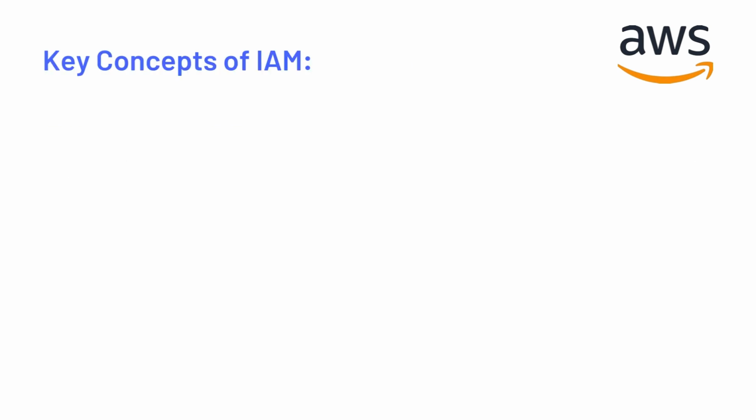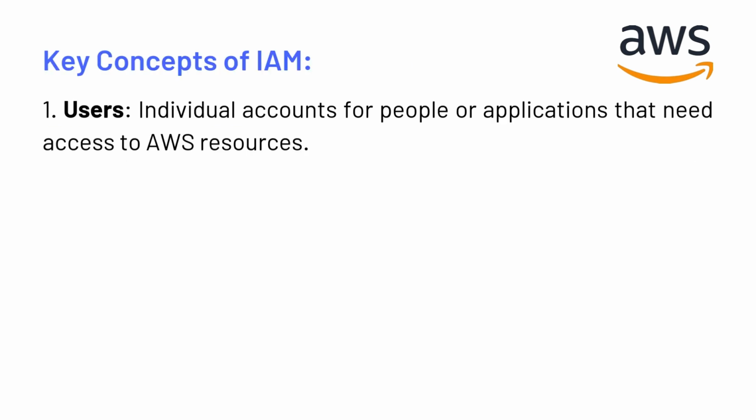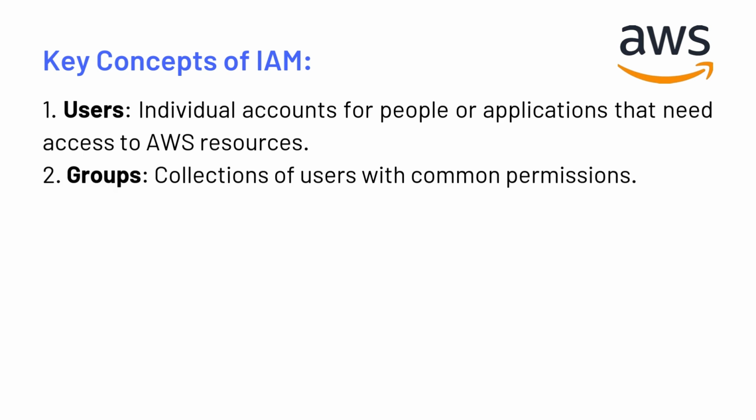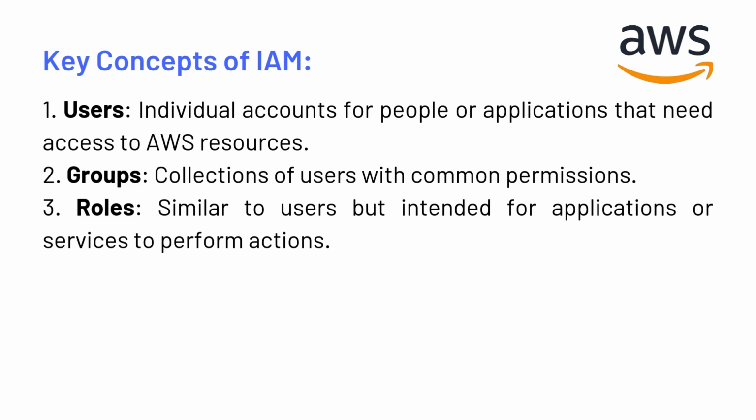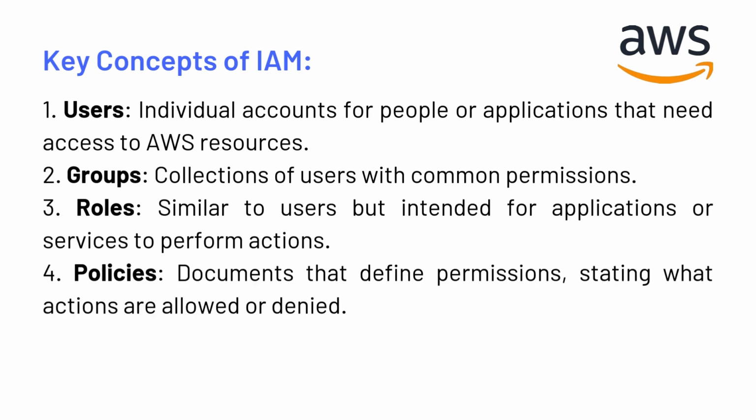Key concepts of IAM. 1. Users. Individual accounts for people or applications that need access to AWS resources. 2. Groups. Collections of users with common permissions. 3. Roles. Similar to users but intended for applications or services to perform actions. 4. Policies. Documents that define permissions, stating what actions are allowed or denied.